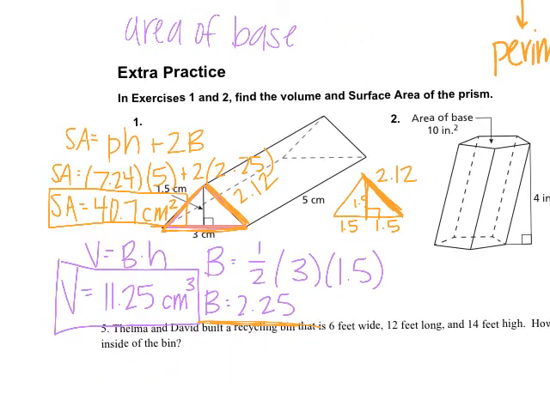All right, any questions on number 1? Yep. Why would it be times 5? So times 5 is the height. So it's pH, that's the perimeter times the height of 5. Yep. 40.7 centimeters squared for the surface area.